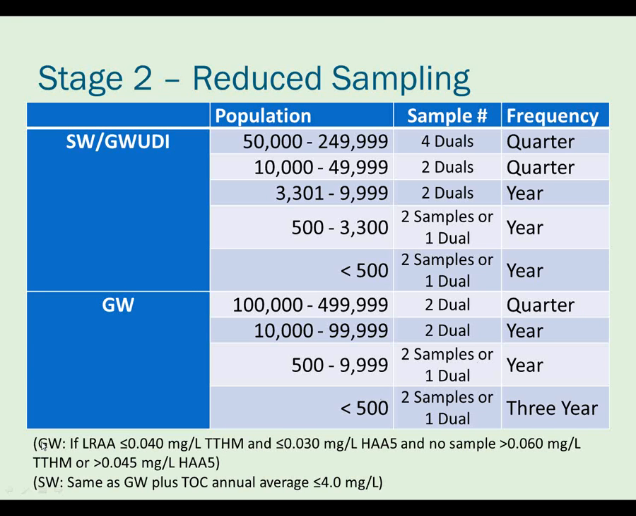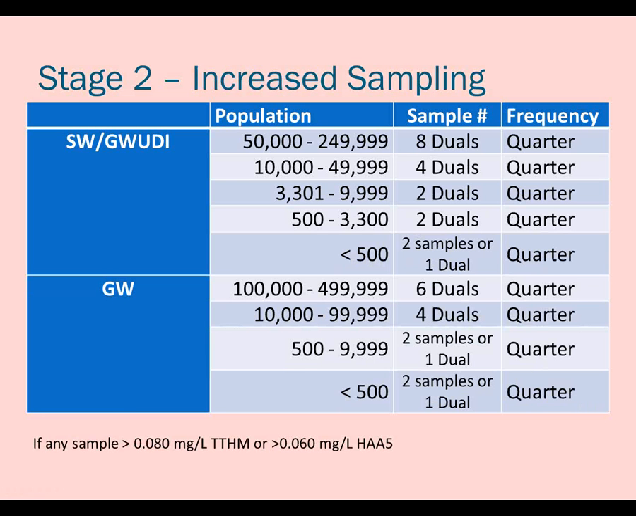For your water system to be on reduced sampling, the locational running annual average cannot exceed 40 micrograms per liter TTHM and cannot exceed 30 micrograms per liter of HA5, and no sample can exceed 60 micrograms per liter of TTHM and cannot exceed 45 micrograms per liter of HA5. For a surface water system, the same is true, except the TOC's annual average cannot exceed 4 milligrams per liter.